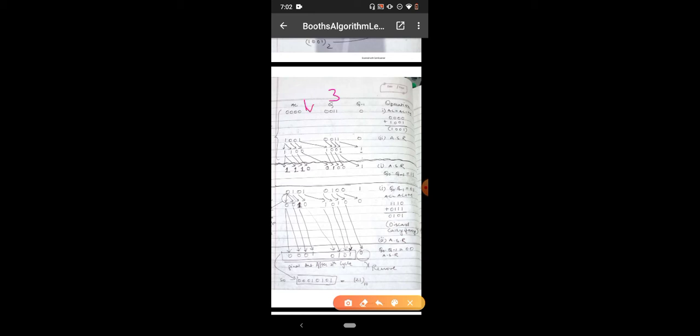Initialize the value of register AC to 0 0 0 0, and the value of Q minus 1 is initially kept as 0. Always it is like that. So let's move. This is Q0 and this is Q minus 1. Sometimes in books it is written Qn minus 1, but it's one and the same, no need to worry. You will have the multiplier value, and Q minus 1 will initially be 0.